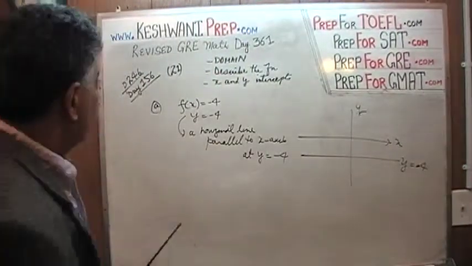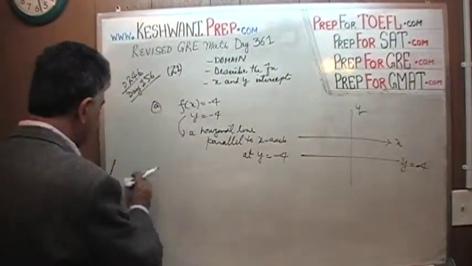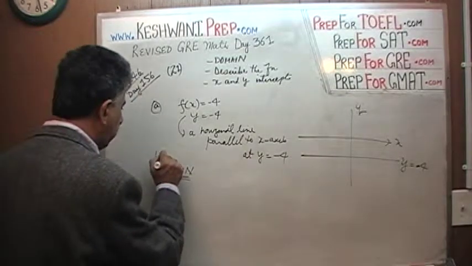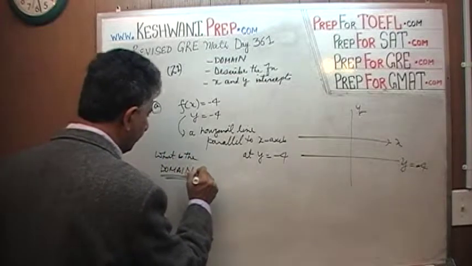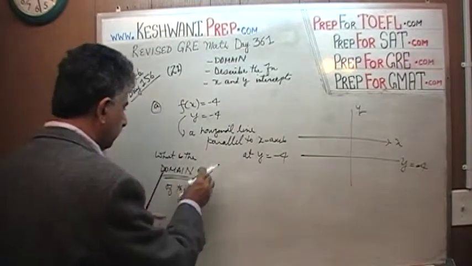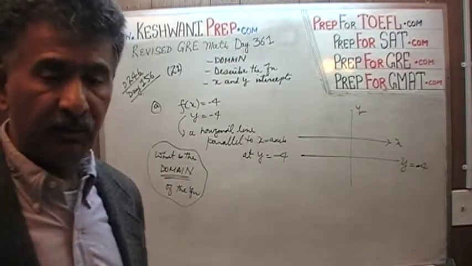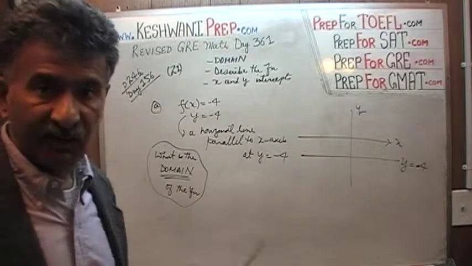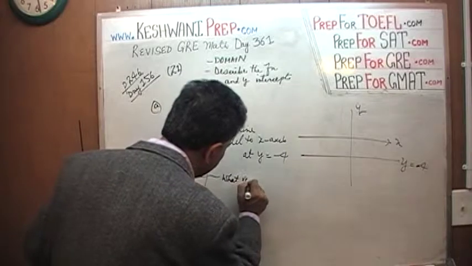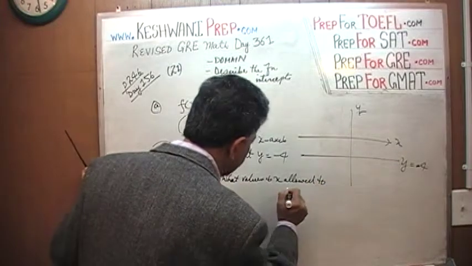What's the domain of this function? And what does it mean? What does this mean in English language? When somebody asks you what's the domain of this function, how do you translate that into English? It's asking us what values x is allowed to take.